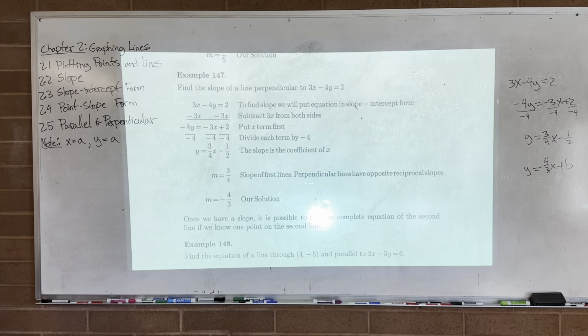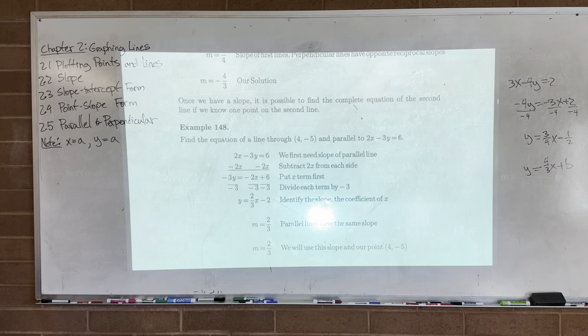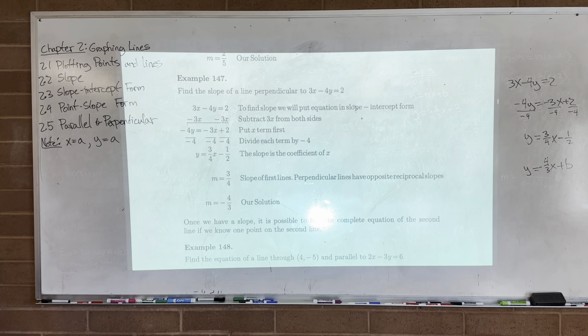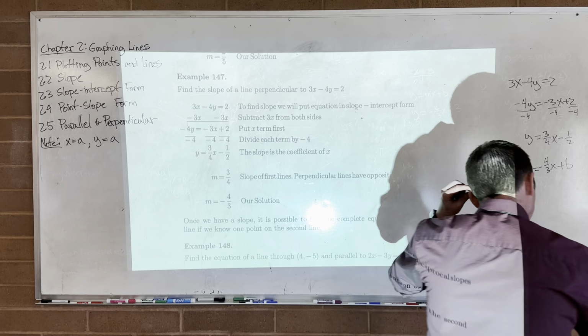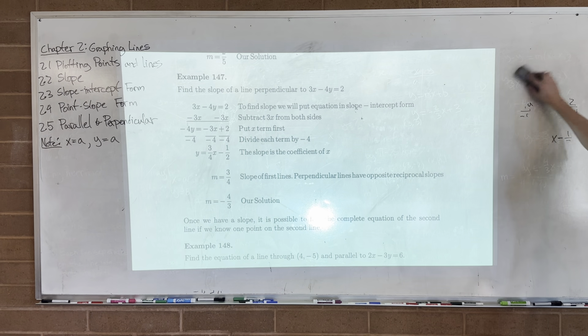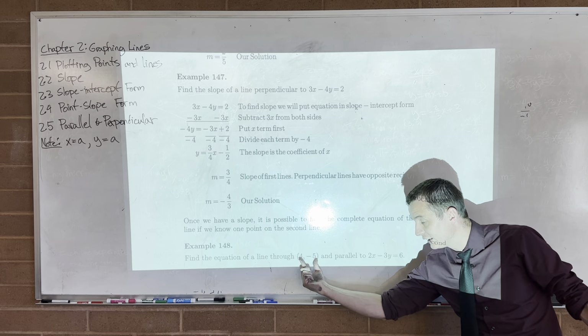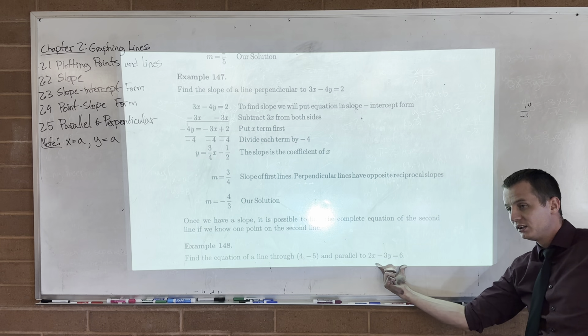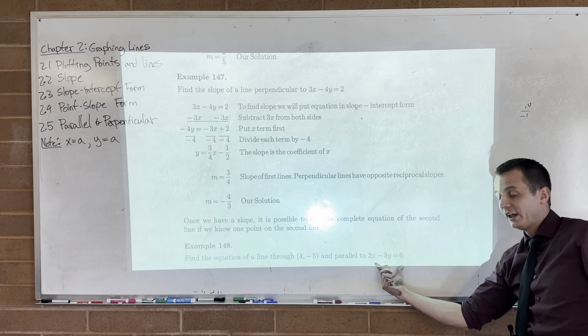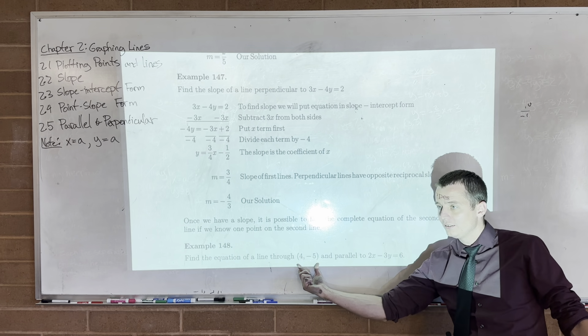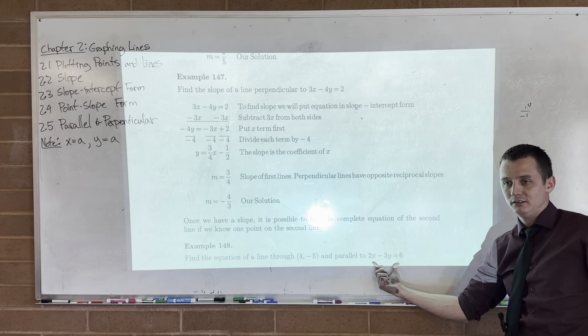Find the equation of the line parallel to this one. I guess we can do a parallel one, and then we'll do one that's perpendicular, and we'll call it. Okay. So I'm given a point, and I'm looking for the line that goes through this point and is parallel to this line. In other words, I'm looking for the line that goes through this point and has the same slope as this line.